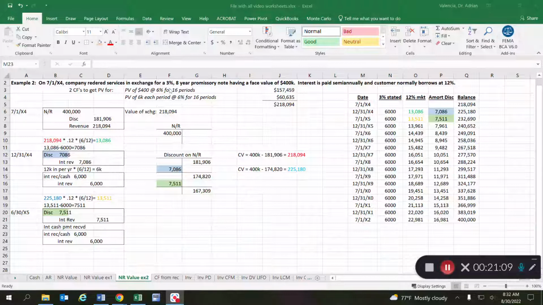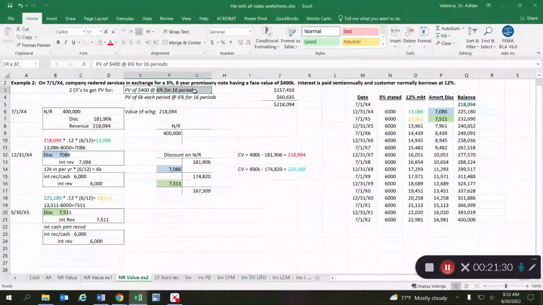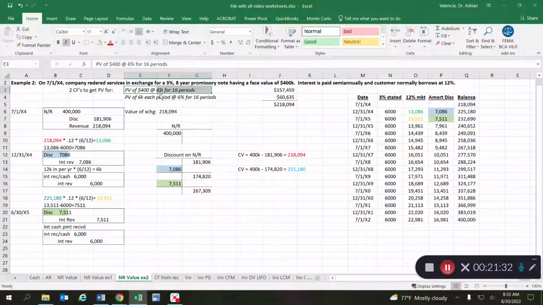So we'll do the present value of 16 periods at 12% APR. This is annual, so since we're doing semi-annual, we're going to have to take half of this. So this is 6%. To compute the first component of the future cash flows, we're going to do the present value of 400,000 at 12% annually or 6% semi-annually for 8 years, or 16 semi-annual periods, and that gives us 157,459.